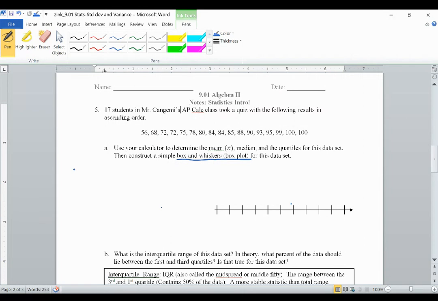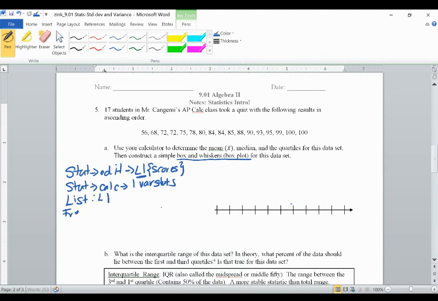So let's write our calculator steps down. We've got stat, edit, and then you're going to type in all of your scores for L1. Then we're going to do stat, calc, one var stats. When it asks you for what list you want, you're just going to make sure it says L1 since that's what we typed them in for. We don't have a frequency list here because we're just typing each one individually. So I want to talk about first how to do this in the calculator, and then we'll talk a little bit too about how we can figure this out without the calculator, using the data.